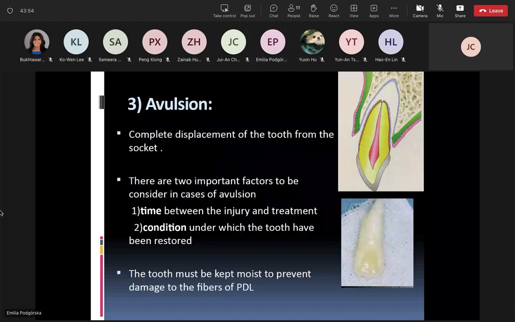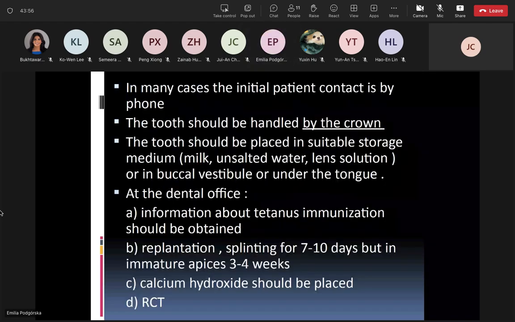In any case, the initial patient contact is by phone. The tooth should be handled by the crown. The tooth should be placed in a storage medium such as milk, saline, Hank's balanced solution, or in the buccal vestibule or under the tongue.